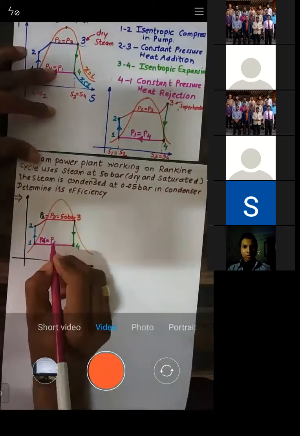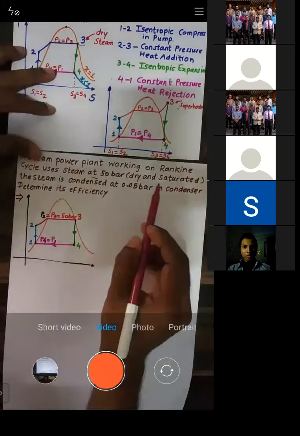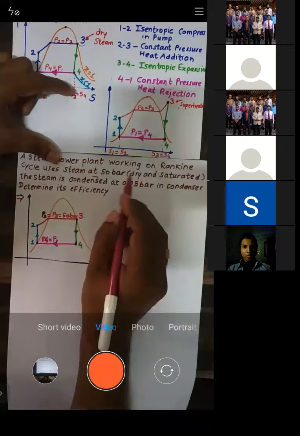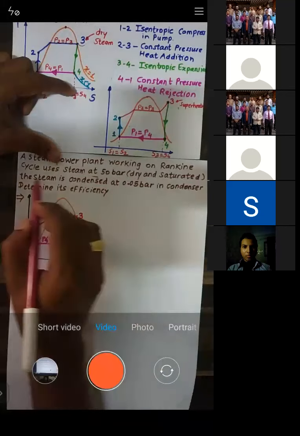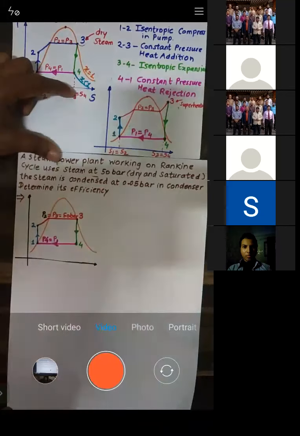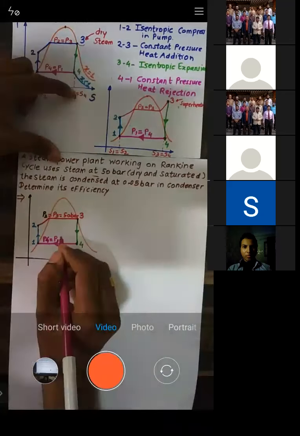the steam is condensed at 0.05 bar. That means at point number 1, they want pressure to be equal to 0.05 bar. See what is written: the steam is condensed at 0.05 bar in the condenser. That means the pressure in the condenser is 0.05 bar.